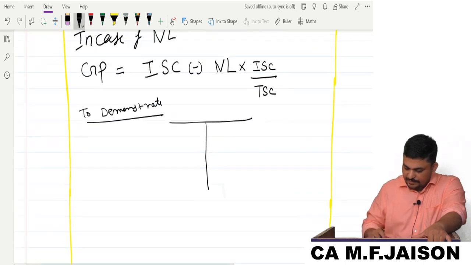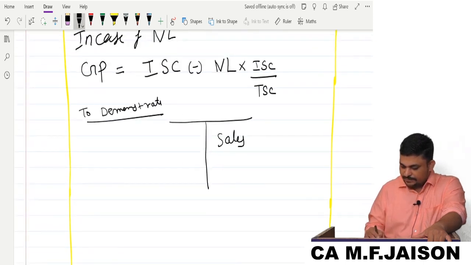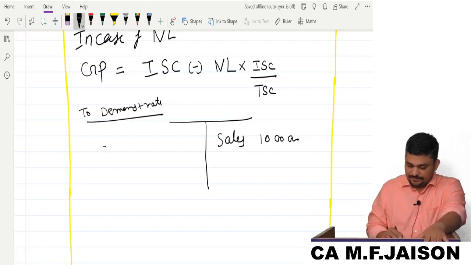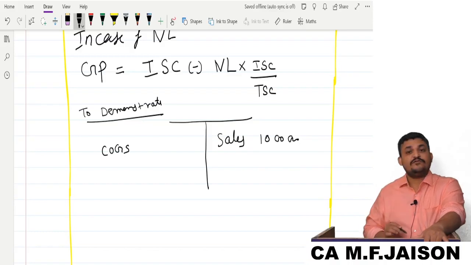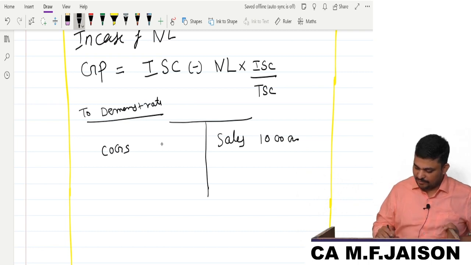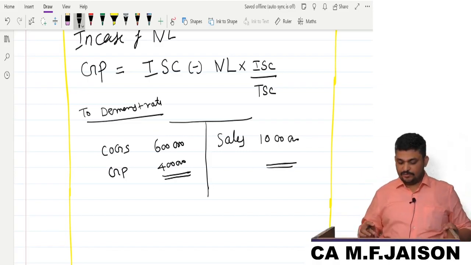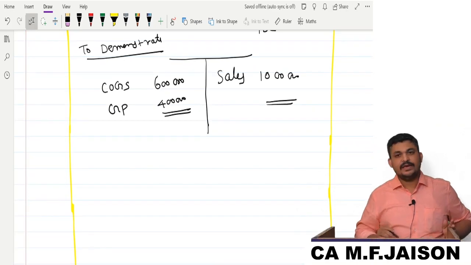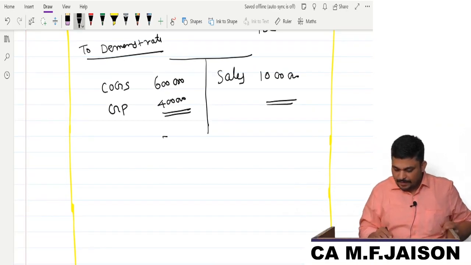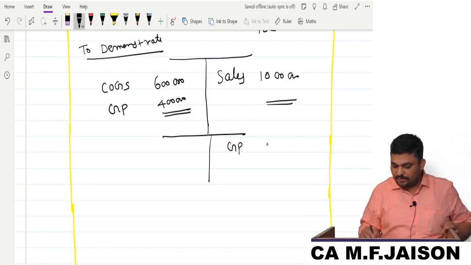We have sales, say 10 lakhs, some different number, not this question. Cost of goods sold, say 6 lakhs. Our gross profit will be 4 lakhs. Now listen carefully, my dear friends. Then gross profit is equal to 4 lakhs.